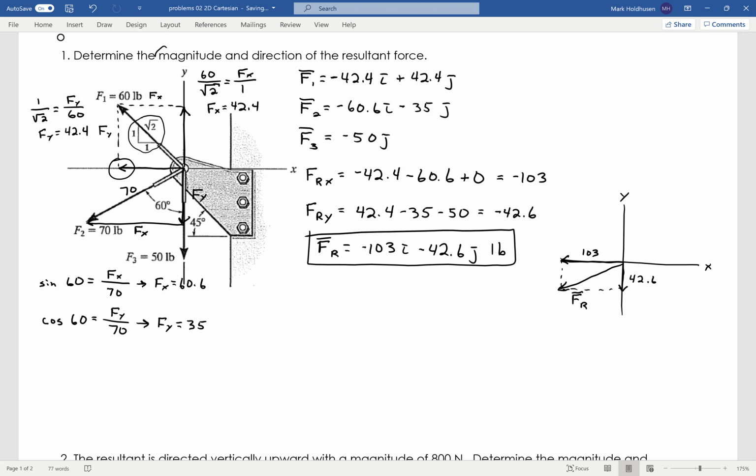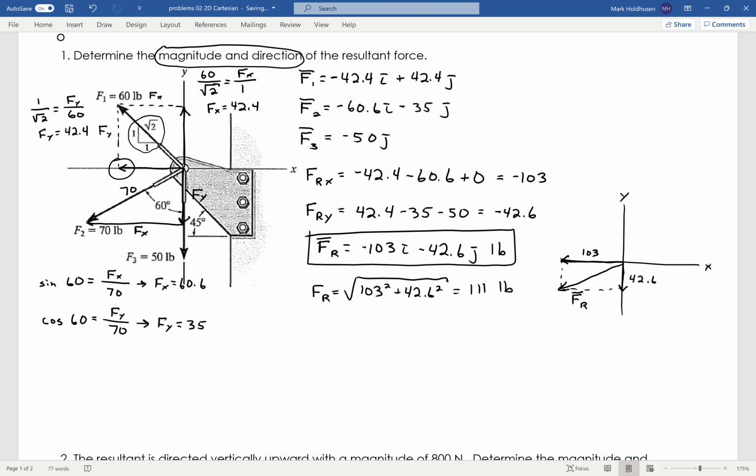Of course, the problem is asking for the magnitude and direction. So I need to find the magnitude of this. Well, this is just a right triangle now. So this is just Pythagorean theorem. Very easy to find the magnitude. Just going to be the square root of the sum of the squares. 103 squared plus 42.6 squared, like so. That gives me a resultant force of 111 pounds.